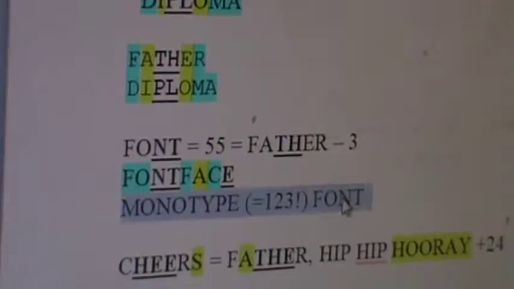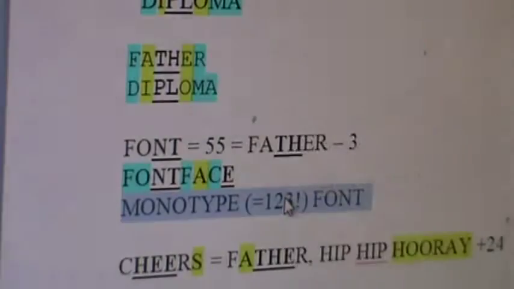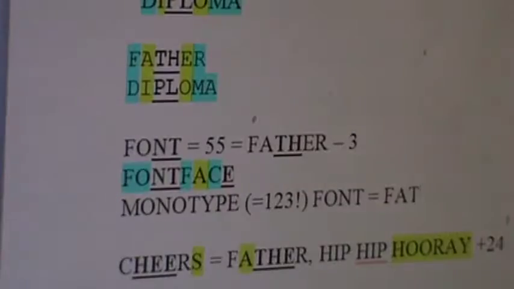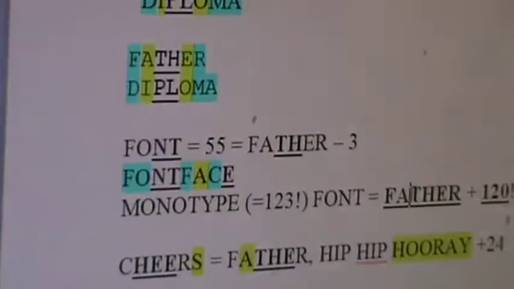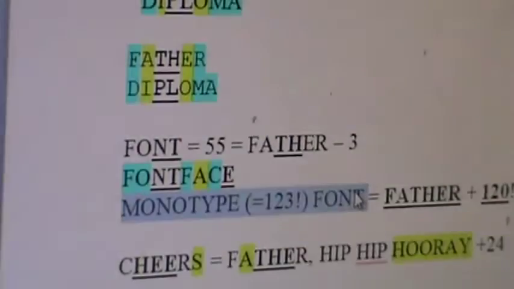So altogether, this is going to be very beautiful. Monotype font is going to be very high for Father. In fact, it's Father plus 120. Very king offset of sixes from Father. So monotype font in exactly 12 letters is Father plus 120.